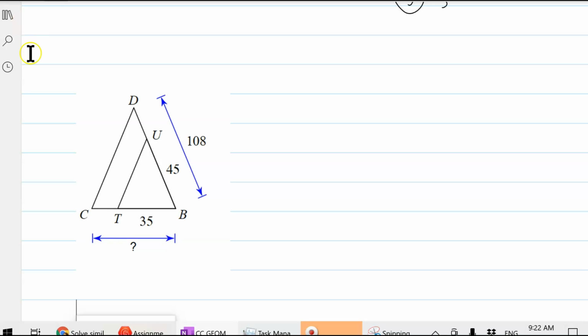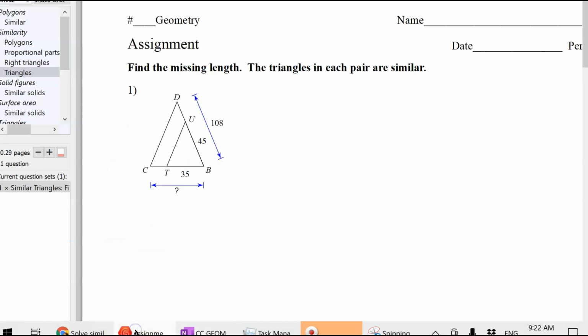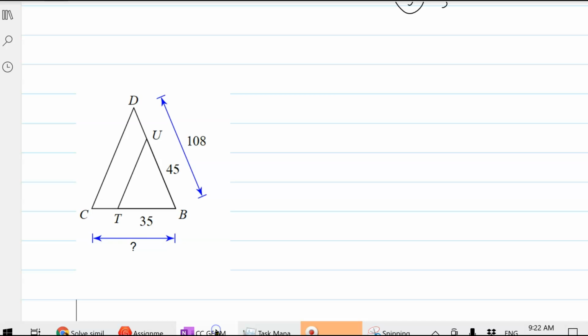A different one you might get would be something like this. At the very beginning it says find the missing length. The triangles are similar. Because we don't have any kind of right angles this time, they tell you they're similar. So you have the same thing going on. You know they share the same angle. Since they're similar, we're going to assume that these two lines are parallel, because then these are the congruent angles. Once you know that, you know how to set up the triangle proportions.